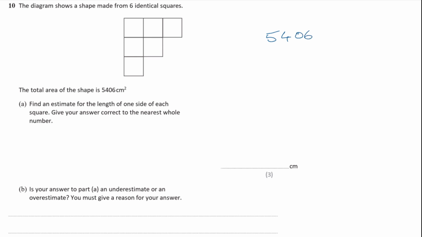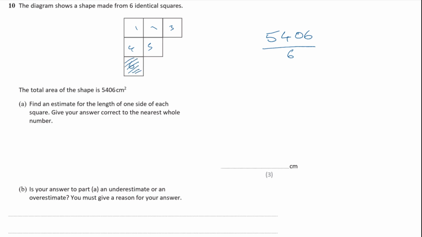Okay, I'm not going to do any maths yet. I'm just going to think about what operations I need to do. So that is the area of 1, 2, 3, 4, 5, 6 little squares. So if I want to find the area of one square, I'm going to have to divide that by 6, aren't I? So I'm going to have to take 5,406 and divide it by 6. Once I've done that, that will tell me the area of one of these squares.